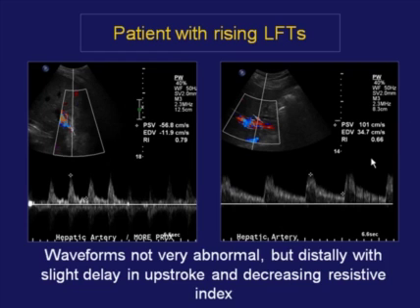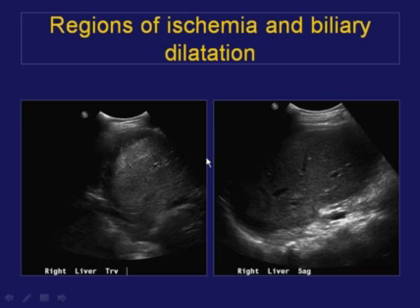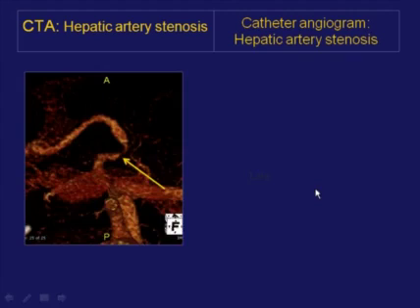This patient had rising liver function studies clinically. The waveform more proximally was relatively normal, and distally wasn't that abnormal, but there was a slight delay in upstroke, and the resistive index, though in the normal range, was lower. So that was all that we saw. We couldn't see the entire artery, but the liver grayscale showed areas that were hypodense and little areas of biliary dilatation concerning for ischemic changes. So this patient, since we couldn't see the entire artery, went on to have a CTA.